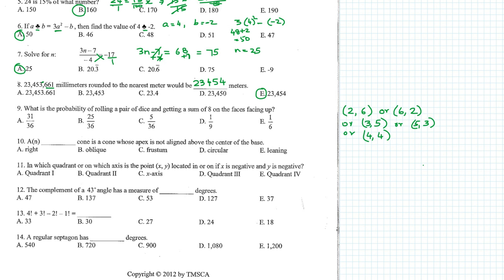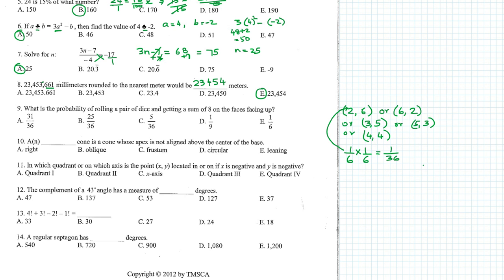So the probability of getting 2 on the first dice is 1 over 6, and the probability of getting 6 on the second dice is also 1 over 6. So the probability of getting 2 on the first and 6 on the second is the product of 1/6 and 1/6, which will give us 1 over 36.